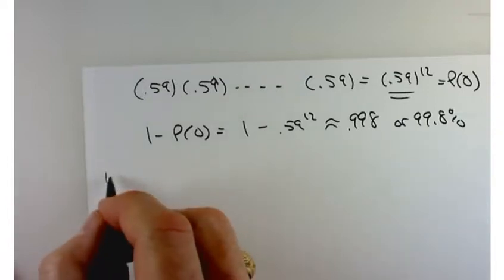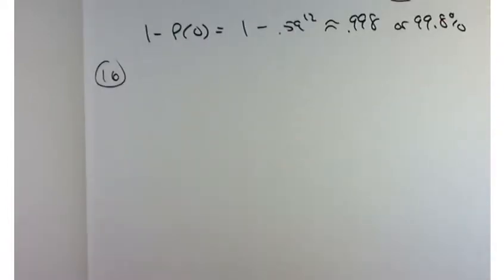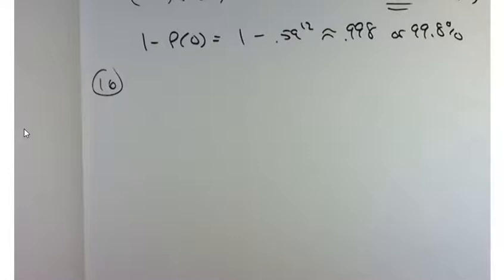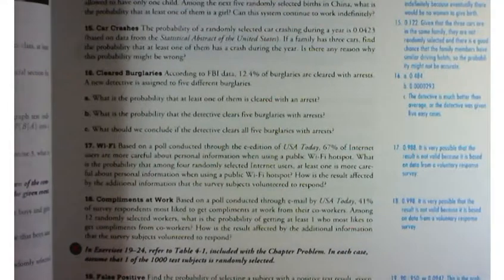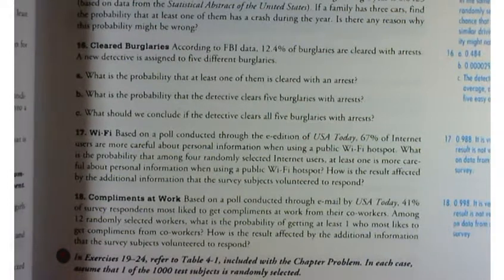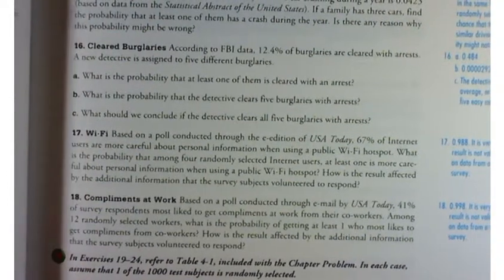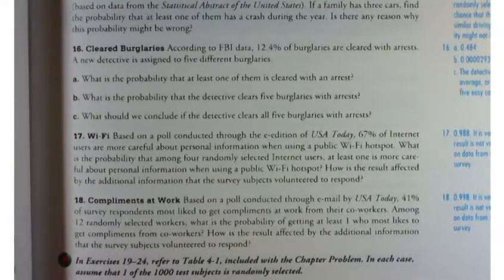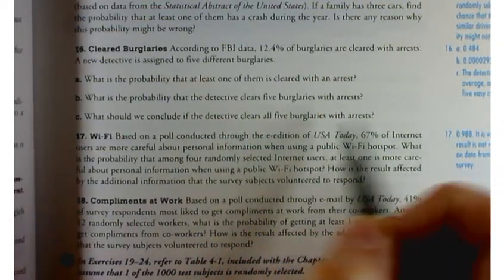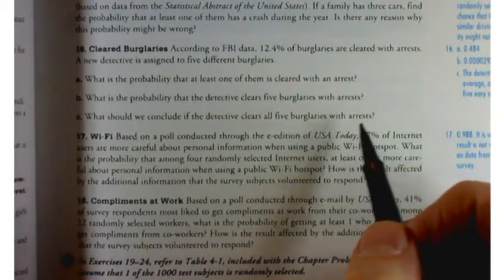Let's try problem number 16. According to the FBI, 12.4% of burglaries are cleared with arrest. A new detective is assigned to 5 different burglaries. What is the probability that at least one of them is cleared with an arrest? What is the probability that a detective clears 5 burglaries with arrest? What should we conclude if the detective clears all 5 burglaries with arrest?